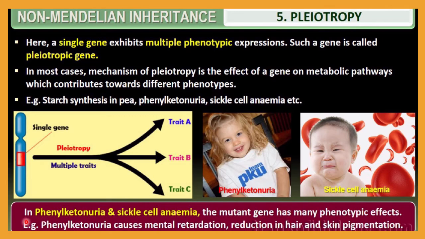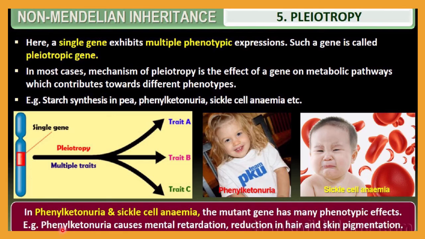In the case of phenylketonuria and sickle cell anemia, the mutant gene, which we will also learn in next lectures, has many phenotypic effects. A mutant gene is a modified gene, and that's why it is called a mutant gene. We will learn in detail in a full lecture. A mutant gene has many phenotypic effects.